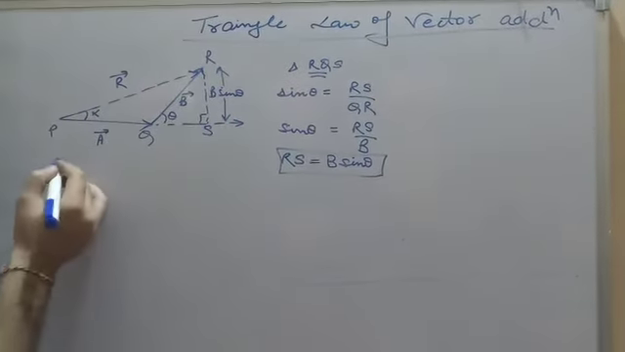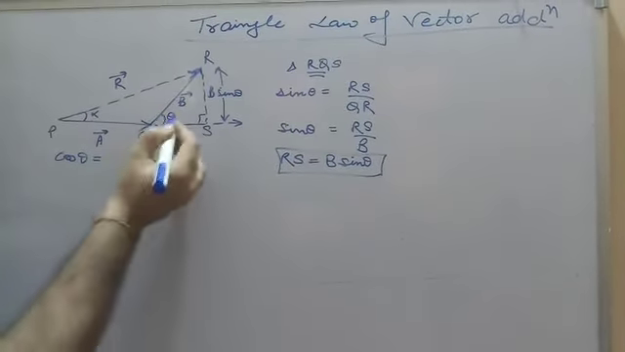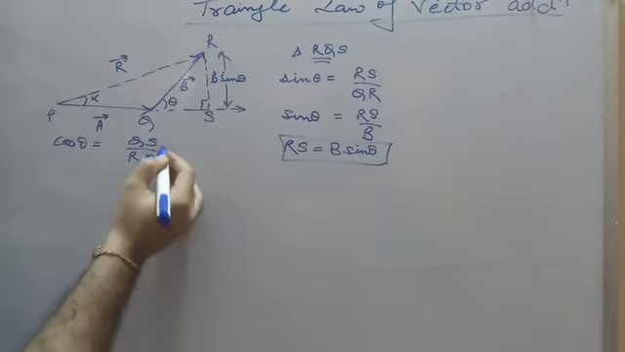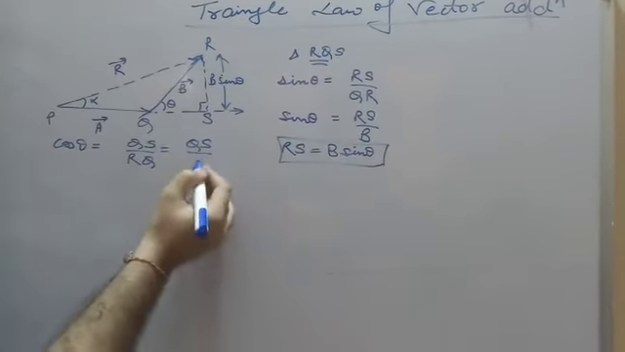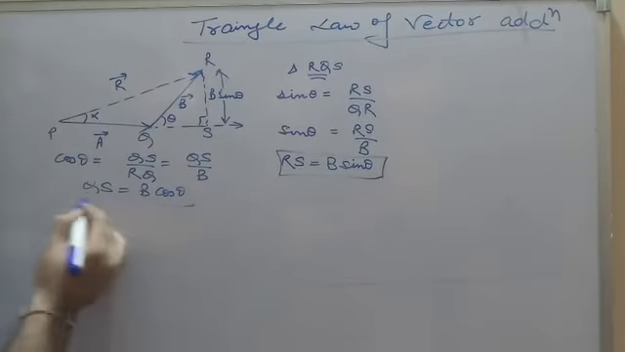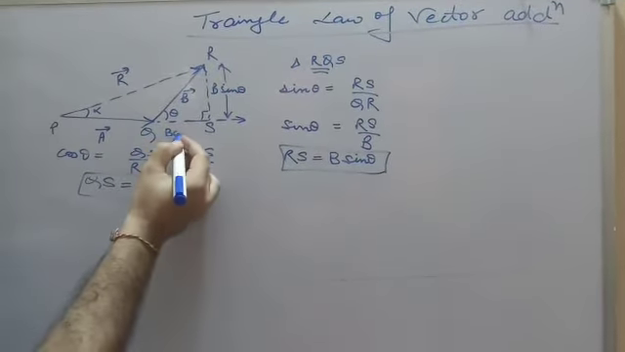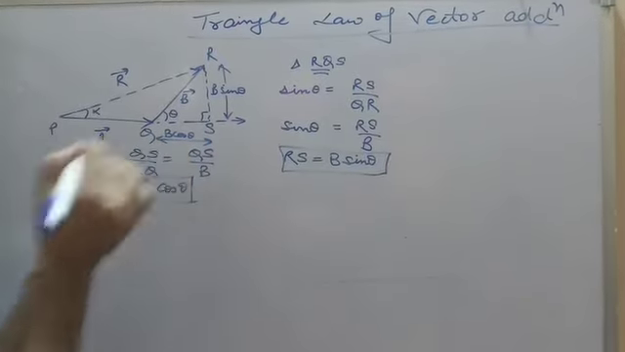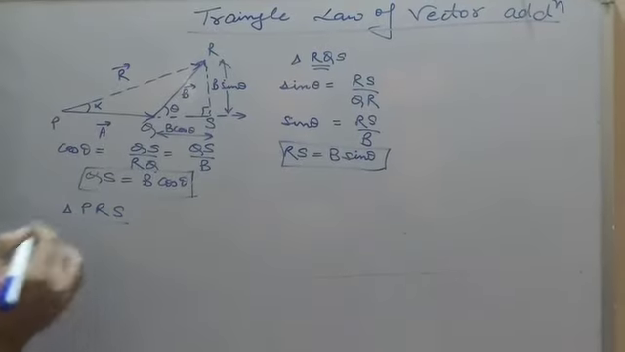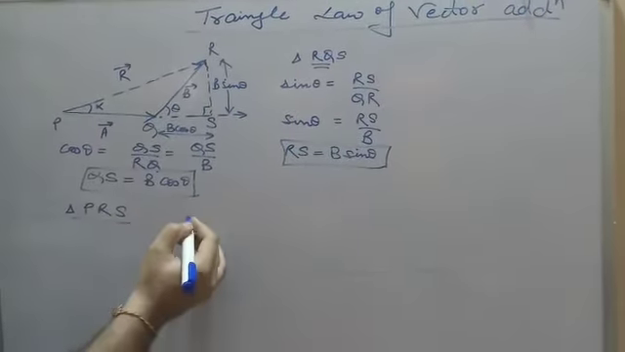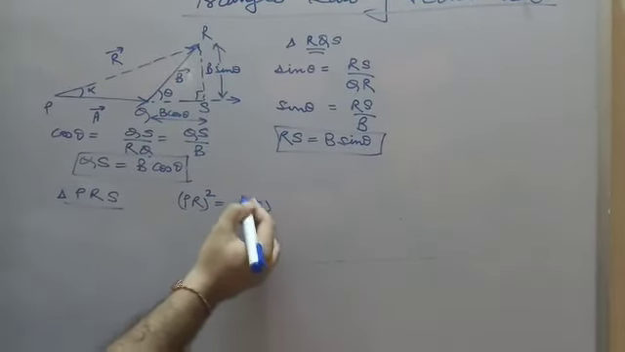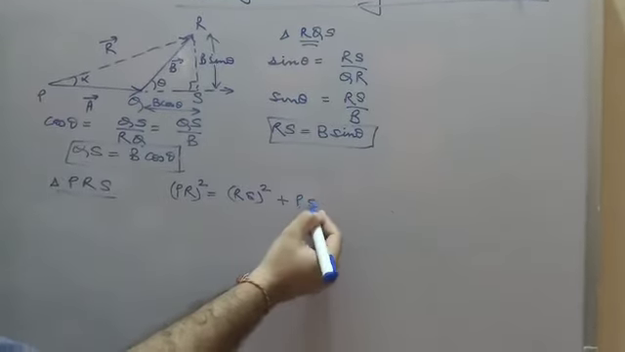Similarly, if you take the same triangle and find cos theta, it would be QS upon RQ. So we can write QS upon b, so that QS is coming b cos theta. So here we can write b cos theta. Now if you take the big triangle, which is PRS, and apply the Pythagoras theorem, you can see that PR square is RS square plus PS square.